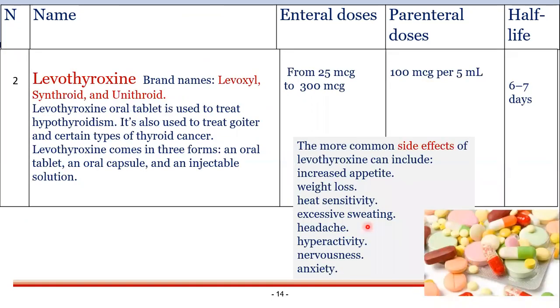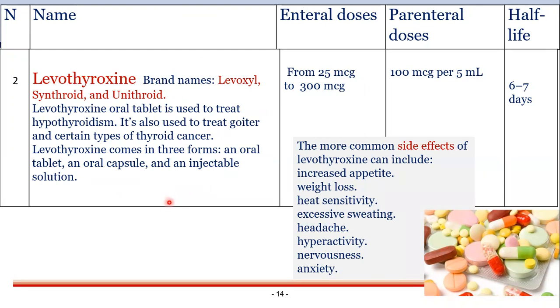Okay, and the next drug is levothyroxine, brand names Levoxyl, Synthroid, and Unithroid. Levothyroxine oral tablet is used to treat hypothyroidism. It's also used to treat goiter and certain types of thyroid cancer.